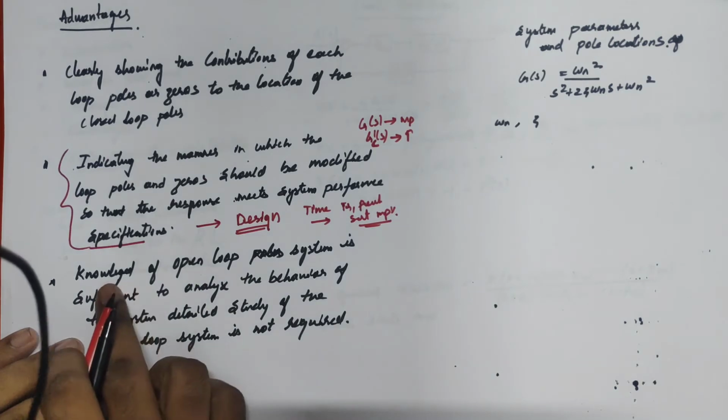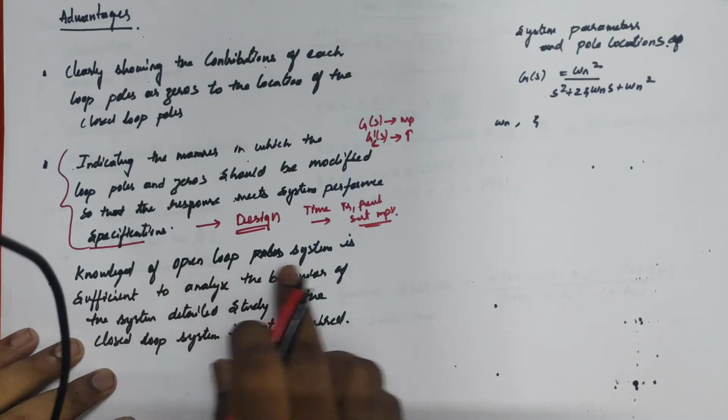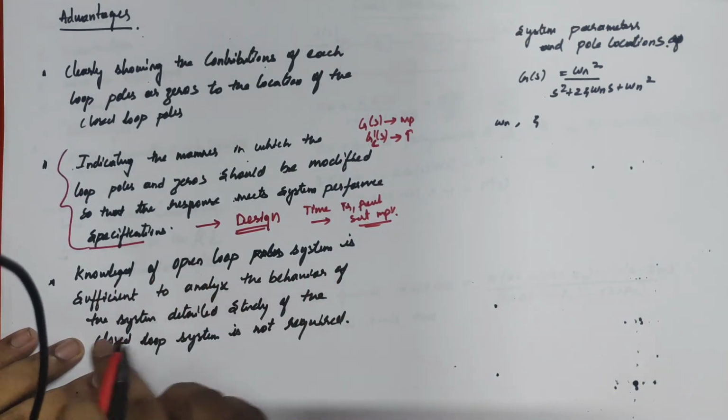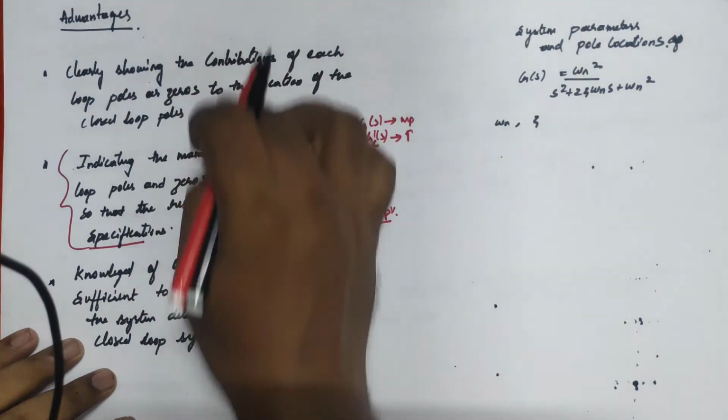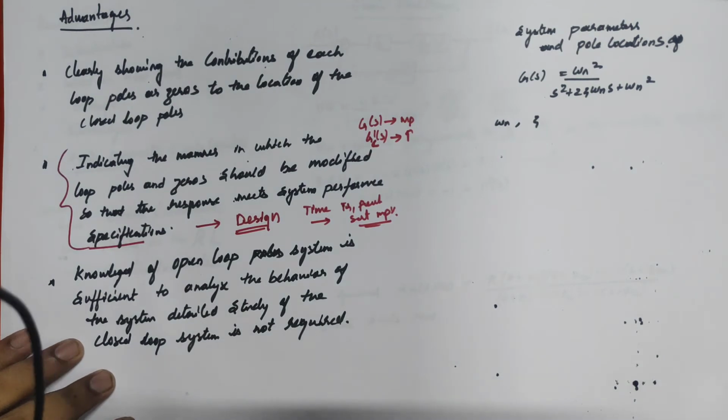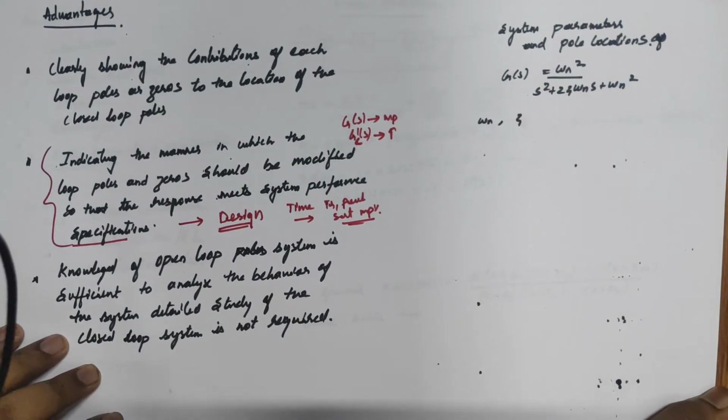Knowing the open loop poles is sufficient to analyze the behavior of the system and to study the closed loop in detail. These two sentences are almost equal. So these are the advantages we'll see in the root locus technique.